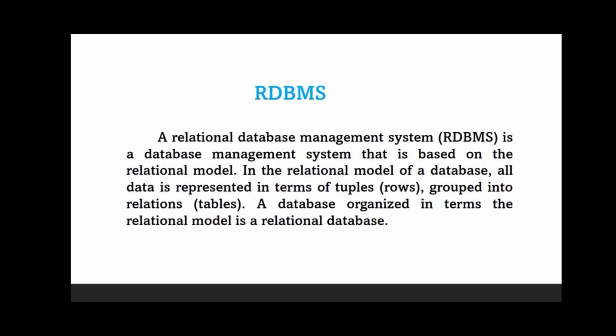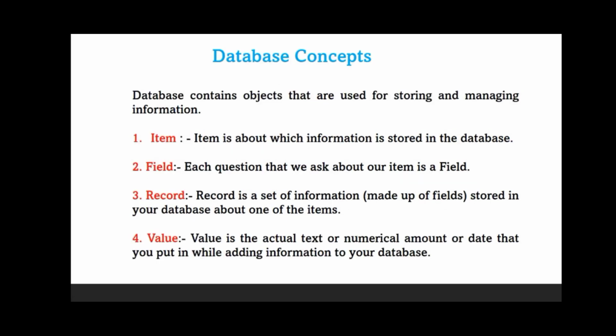Then RDBMS. An RDBMS is a database management system that is based on the relational model. That means multiple tables. In a relational model of a database, all data is represented in terms of tuples. Here the term tuple is very important. Tuple means row, actually the data stored in a table, isn't it? A table contains rows and columns, so the row is called a tuple. And here some relations also occur between the tables. A database organized in terms of the relational model is called a relational database.